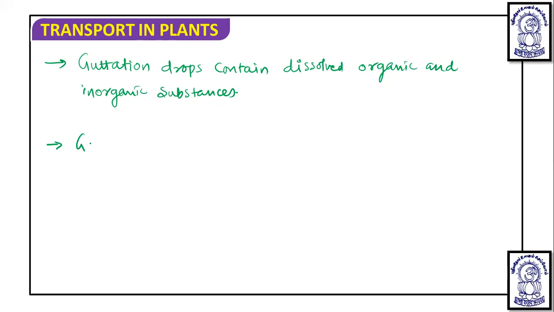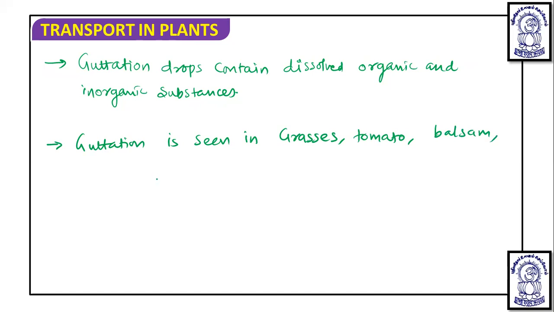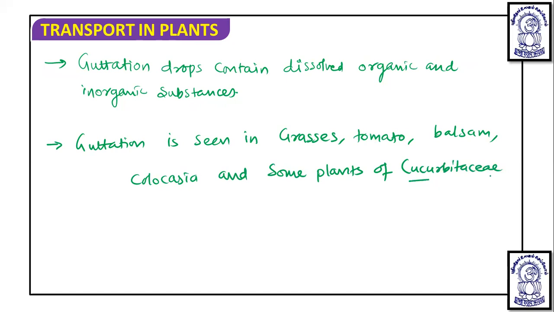Now, guttation is seen in some plants like grasses, tomato, balsam, colocasia, and some plants of the cucurbitaceae family. So in those, this thing takes place.